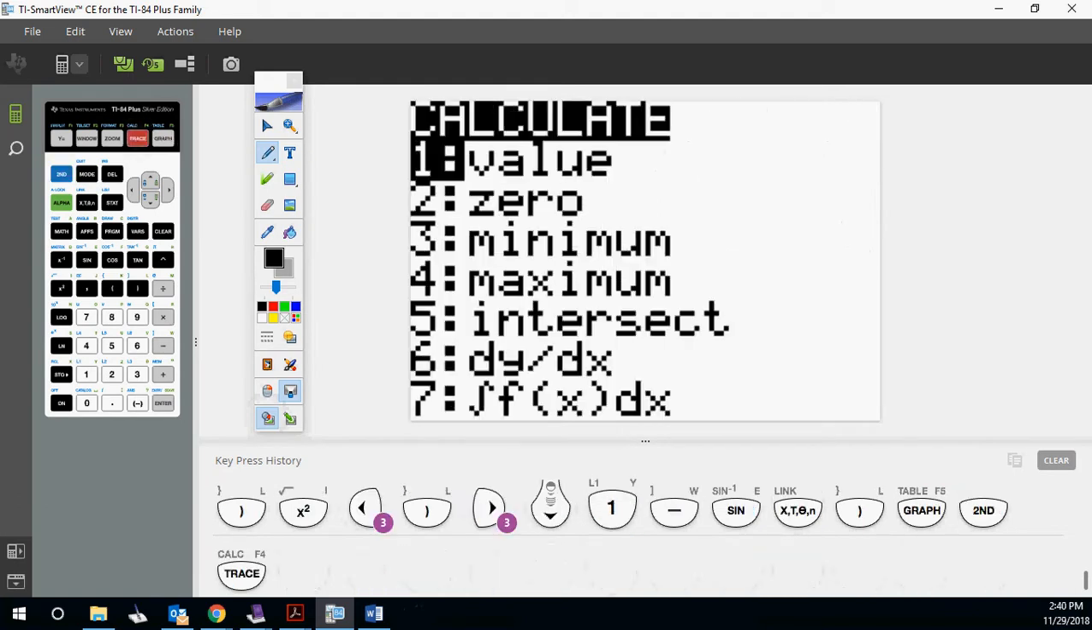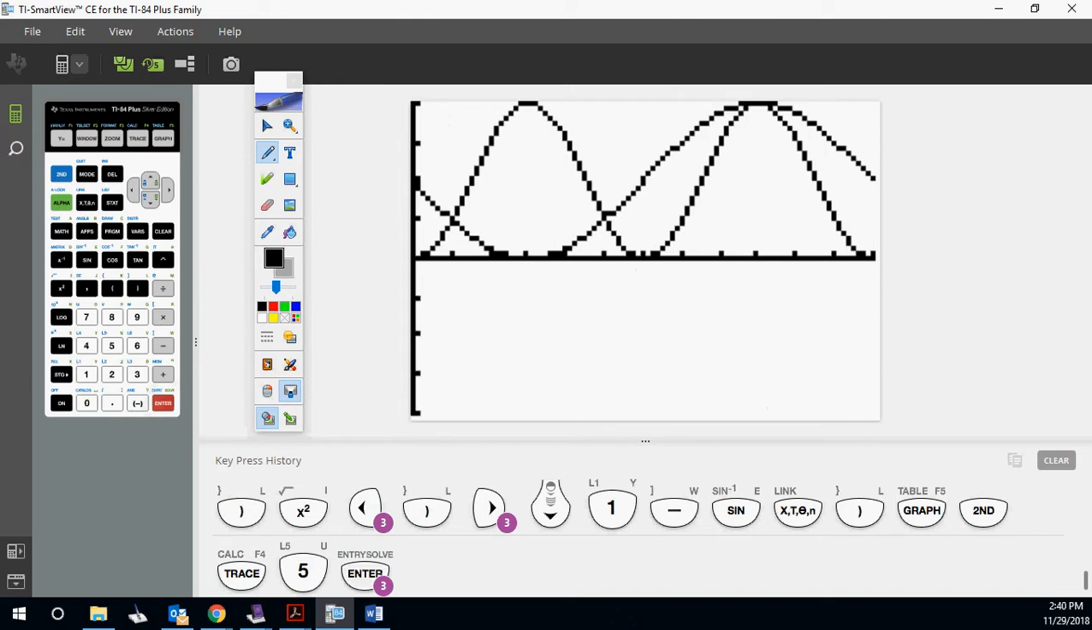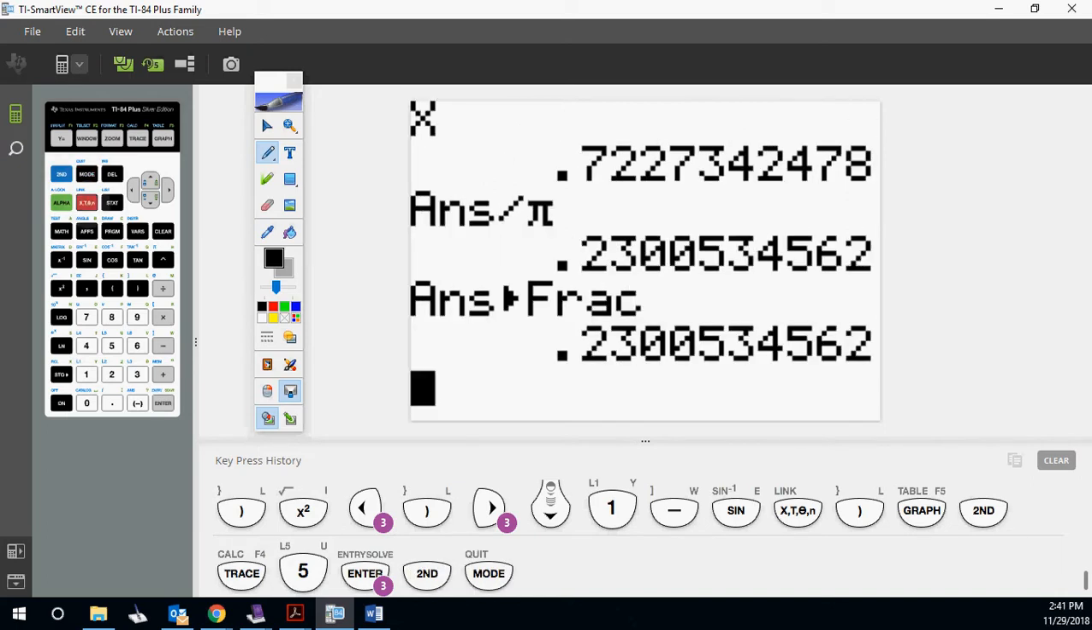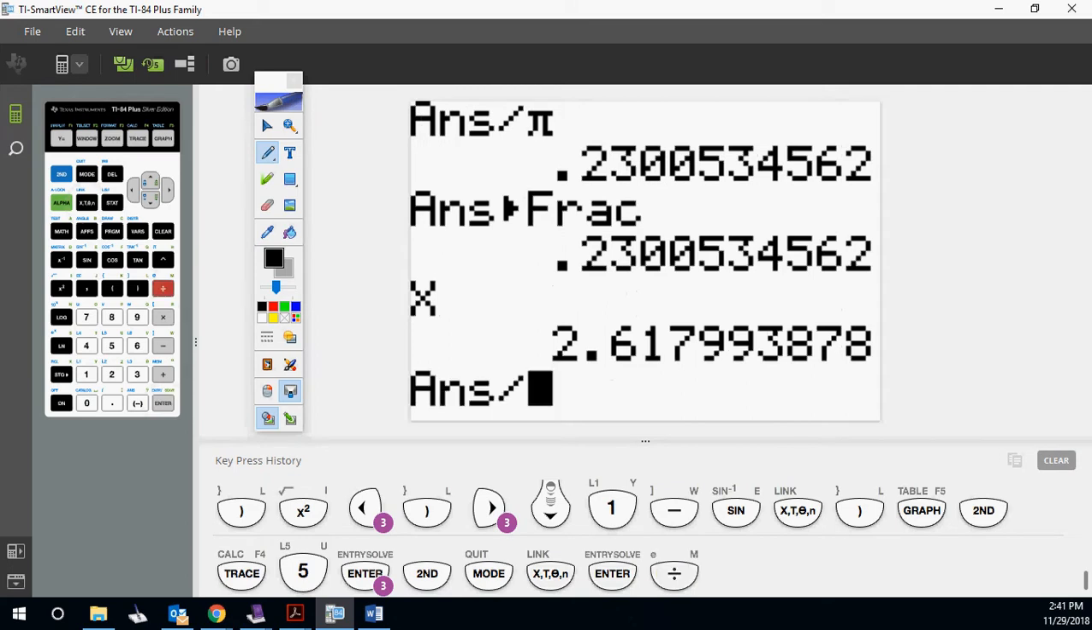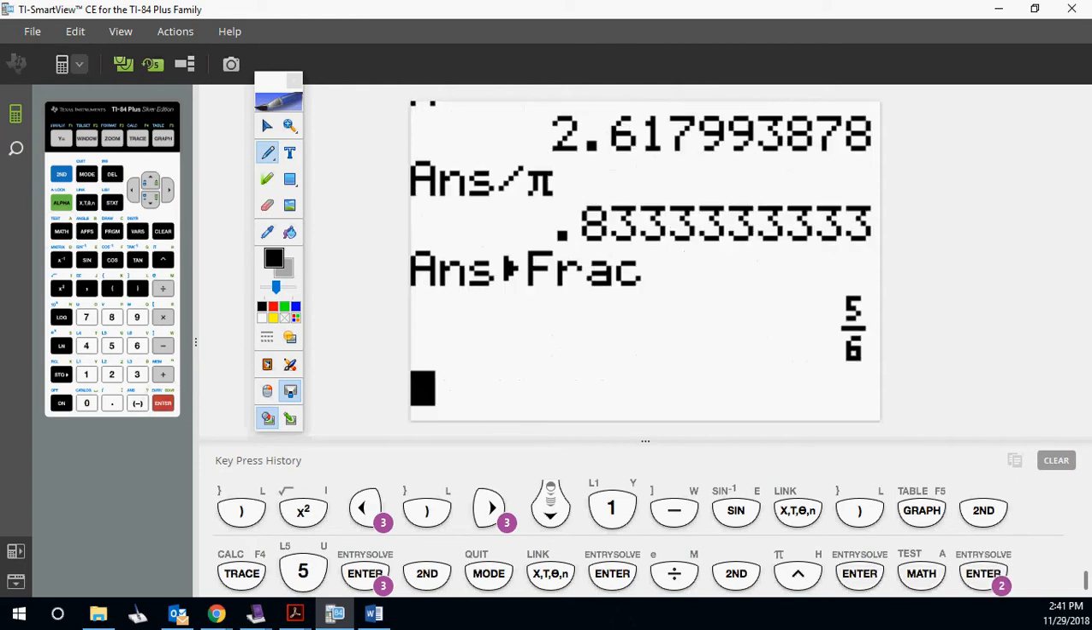Let's do second trace and see which one it finds for me. I'll let it pick. Enter, enter, enter. It gave me 2.6179939. So we go second quit, x, enter, divide by pi, fraction: 5 pi over 6. So the middle one is 5 pi over 6. If you did the first one, you got a different number, but I'm not going to do all three. There are 3, so the middle.